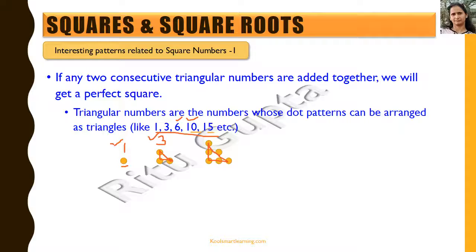But if we add 3 with 15, we are not getting a perfect square. So we are not saying that adding any two triangular numbers will give you a perfect square. We are only saying that two consecutive triangular numbers added together will give us a perfect square.